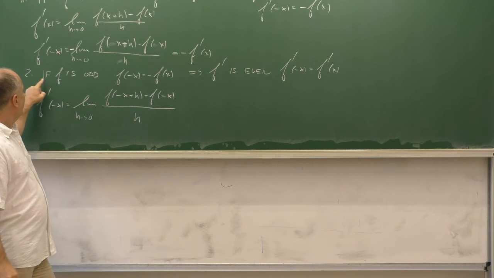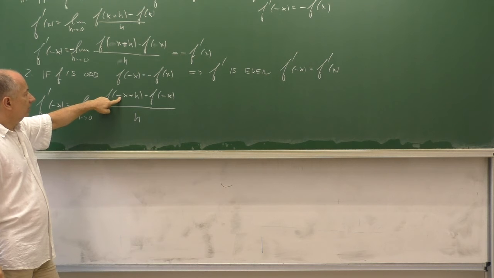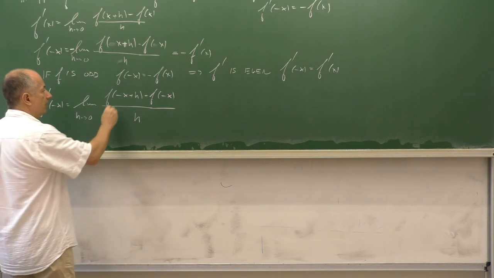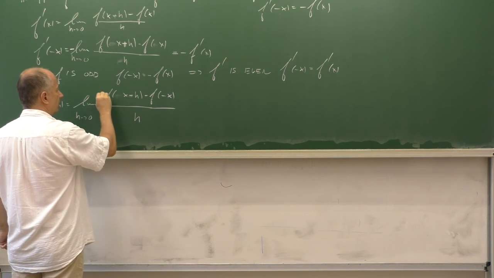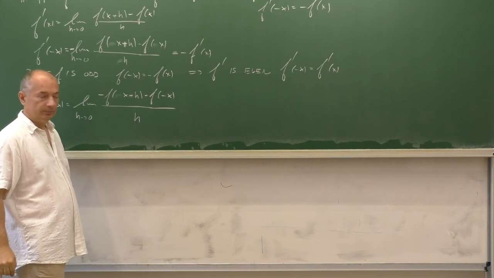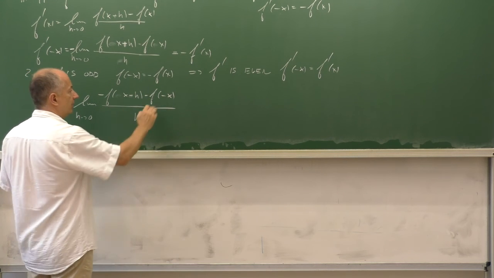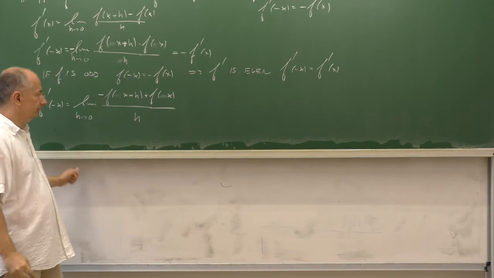Now we make use of the fact that f is odd. That means if we change the sign of the argument, we must change the sign of the result. So if we make this minus to be plus, this plus to be minus, we must write minus here. And similarly, f of minus x is minus f of x. So if we change this sign, we must change this sign.